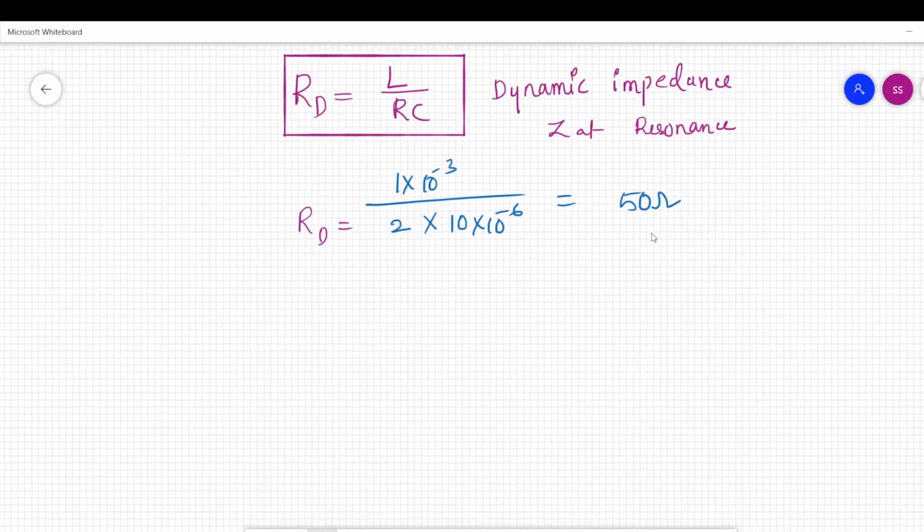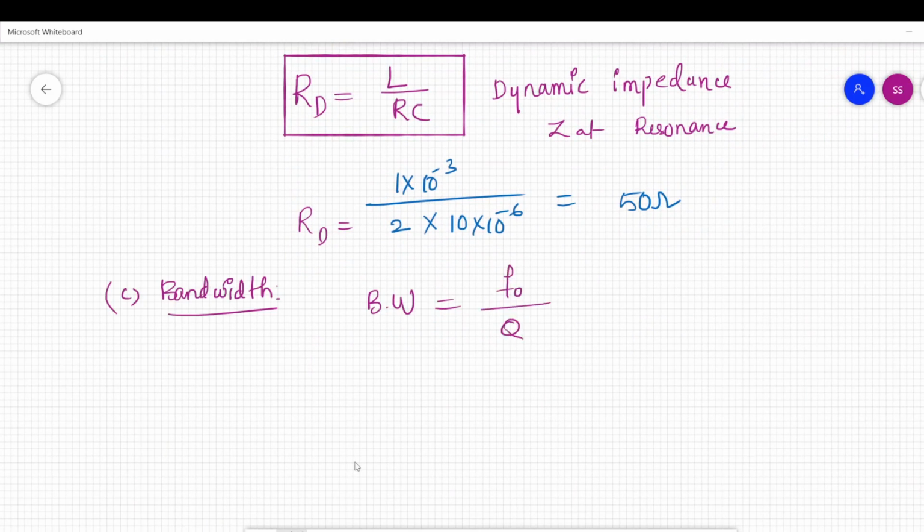Now let us find the bandwidth. How can you find bandwidth? We have the expression for bandwidth equal to resonance frequency by quality factor. So you need to find the quality factor of the inductor, that is omega R L by R, right? So let us find the quality factor for the inductor. Omega R is nothing but the resonance frequency.